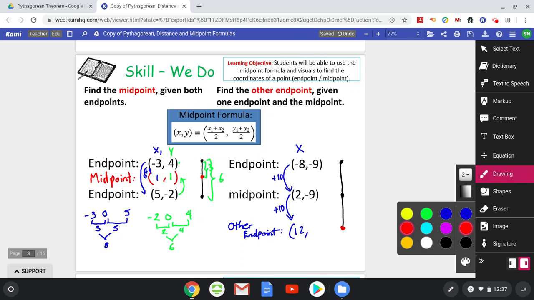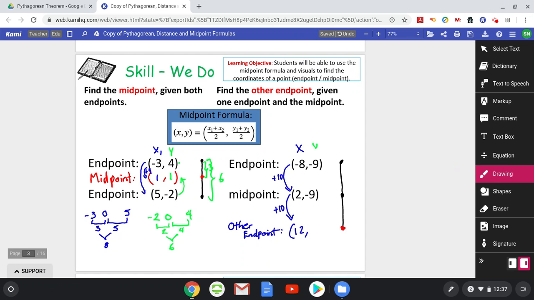Similarly, I will be doing that for the y. The distance from -9 to 9 is +0. If I want to keep the same distance, I would have to add 0 to get to the new coordinate of the y. So -9 plus 0 is still -9.